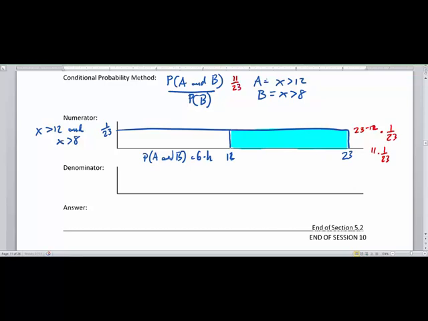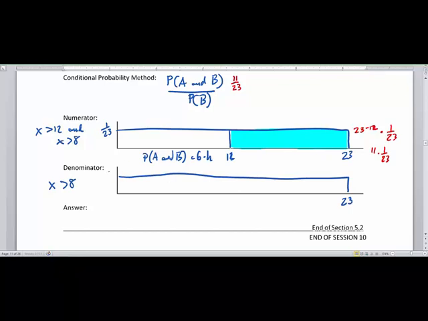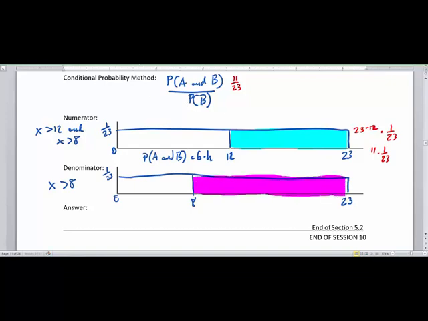All right, I'll get rid of this here. Now my B is going to be x greater than 8. So I'm going to make my picture here, going from 0 to 23 with my height of 1/23. And this time, for this one down here, I want to go to 8. So this is going to be my purple region, because my denominator here is going to be the probability of B. And the probability of B is just x greater than 8.